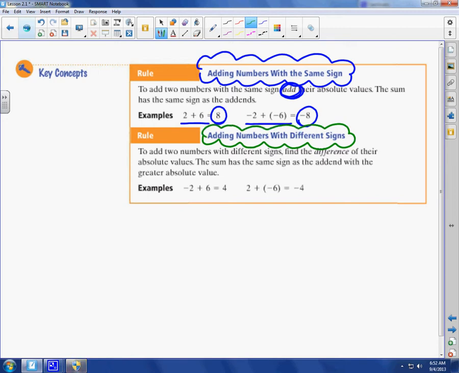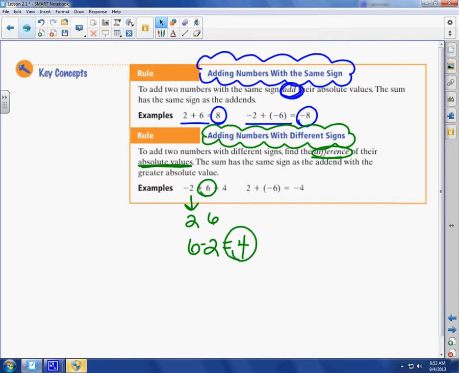Now, adding numbers with different signs. This one is a little bit different. First, you subtract. You take the difference of their absolute values, and you keep the sign of the larger number. So if I look at their absolute values, it's a 2 and a 6. So I'm going to subtract them, 6 minus 2, which is 4. And then I keep the sign of the larger number. Between 2 and 6, the 6 is larger, and that's positive. So my answer is positive.